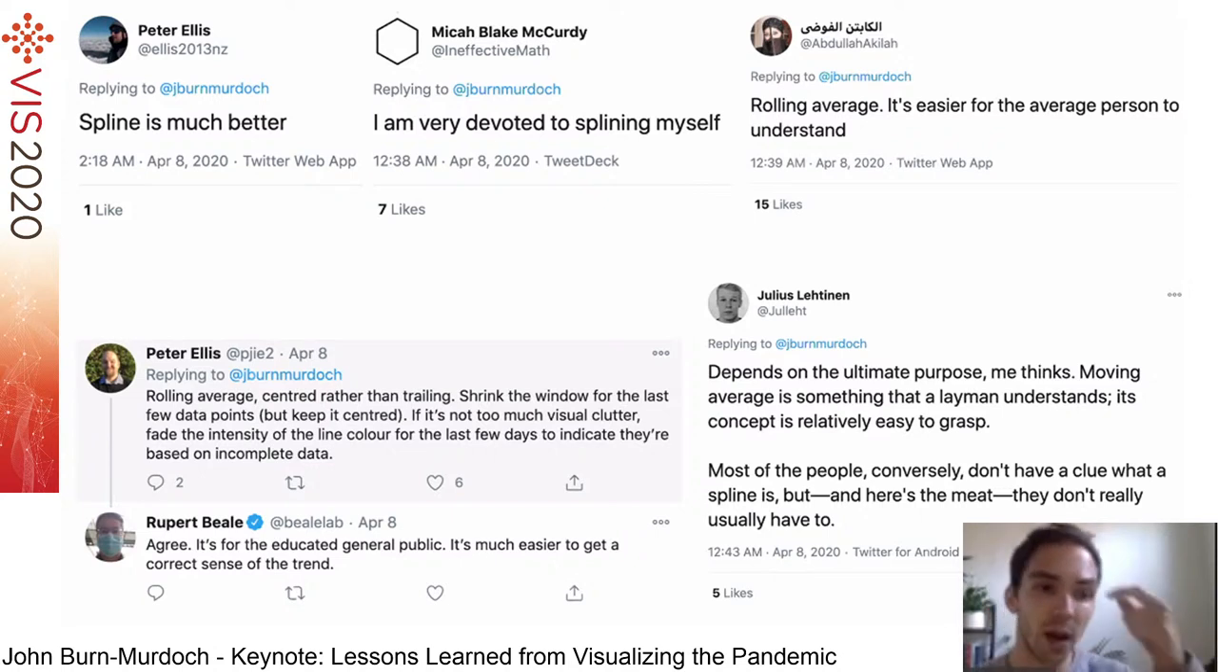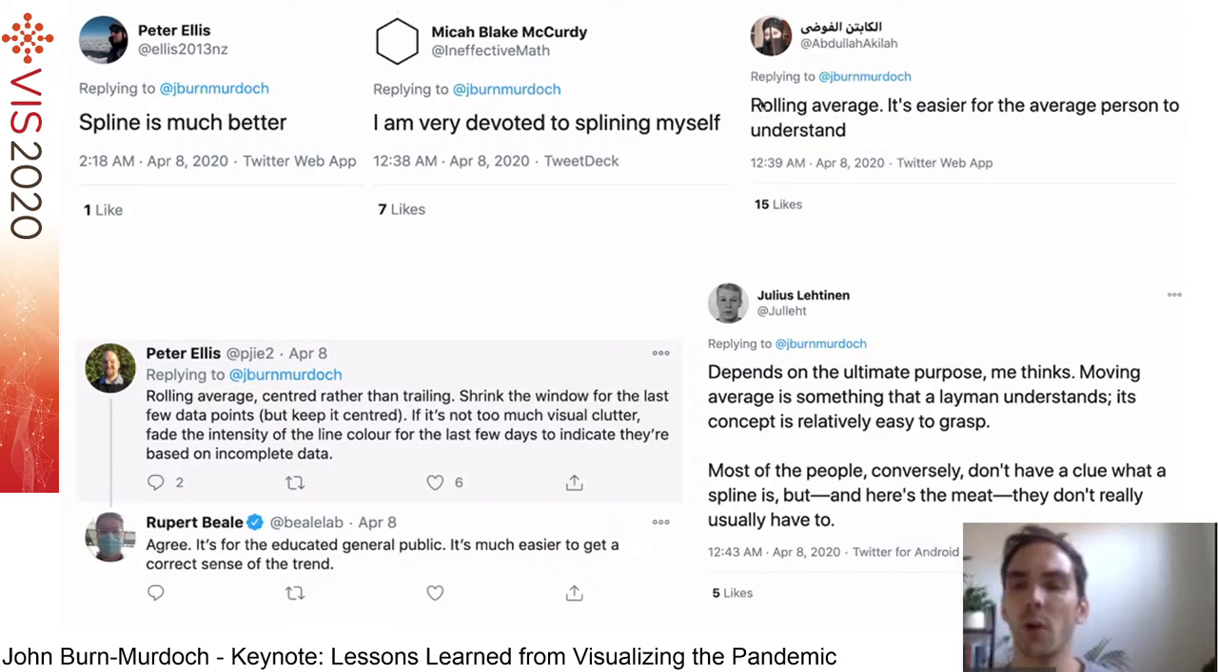Similarly, in the lower left, we have Rupert Beale, who is one of the lead epidemiologists in the UK doing a lot of testing on COVID. And even a technically minded person such as himself was saying that, yes, this is for the general public and a rolling average is much easier for people to get their head around than the idea of some locally weighted smoothing being done. And then on the lower right, we've got, again, someone saying that if we're aiming this at a mass general audience, then a rolling average people are going to be a lot more comfortable with. And also making an important point there that most people don't usually have to understand things like splines and locally weighted regressions, and there's no reason they should.